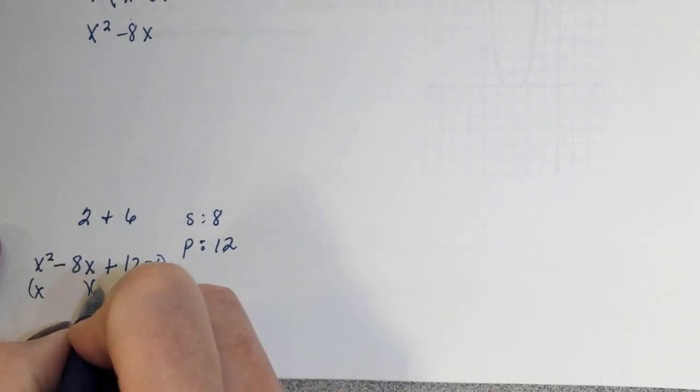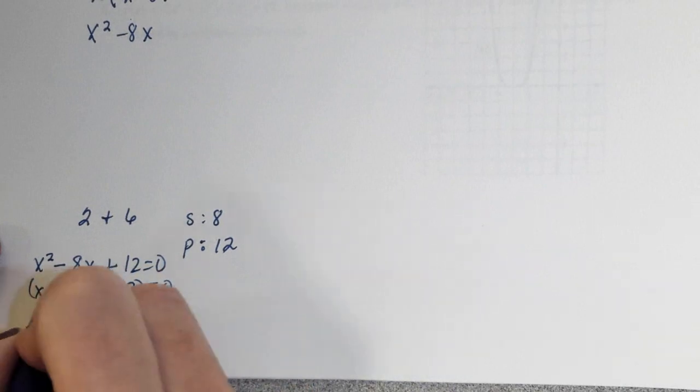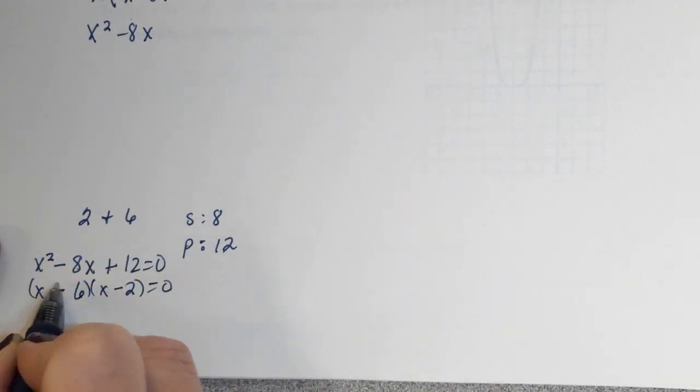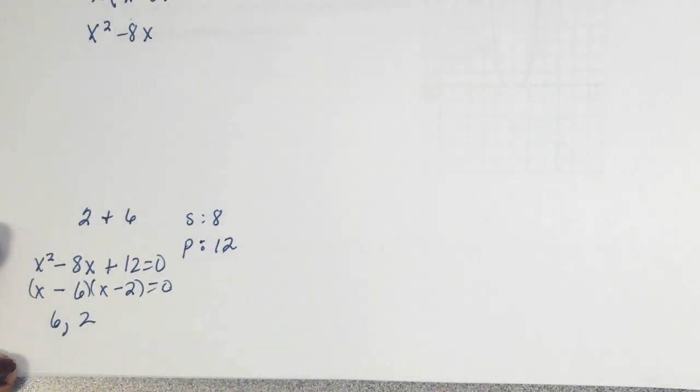I need x and x, numbers that multiply to be 12 and add to be 8, or 6 and 2, minus and minus. What minus 6 is 0? 6. What minus 2 is 0? 2. See how that works? It'll work every single time.